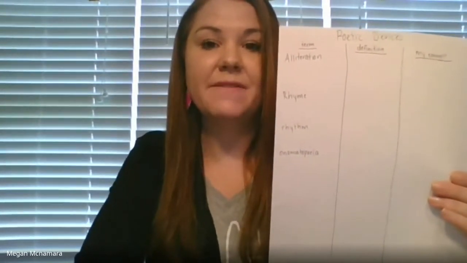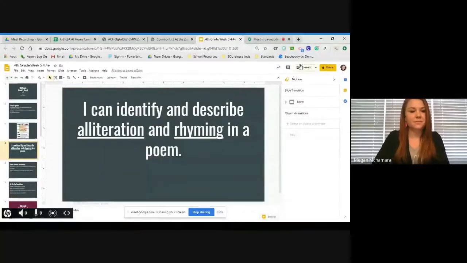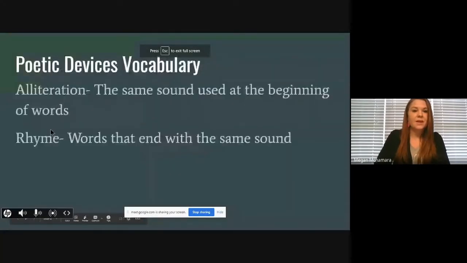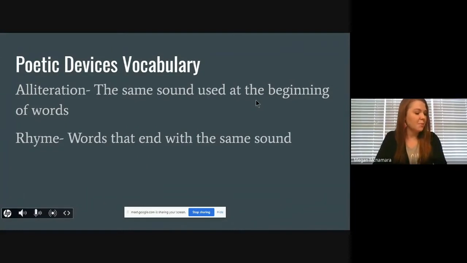Let's go ahead and fill in the definition of those two terms. So the definition of alliteration is the same sound used at the beginning of words. And an example of that would sound like Peter Piper picked a peck of pickled peppers. Most of those words in that line all start with the P sound. So alliteration, the same sound used at the beginning of words.